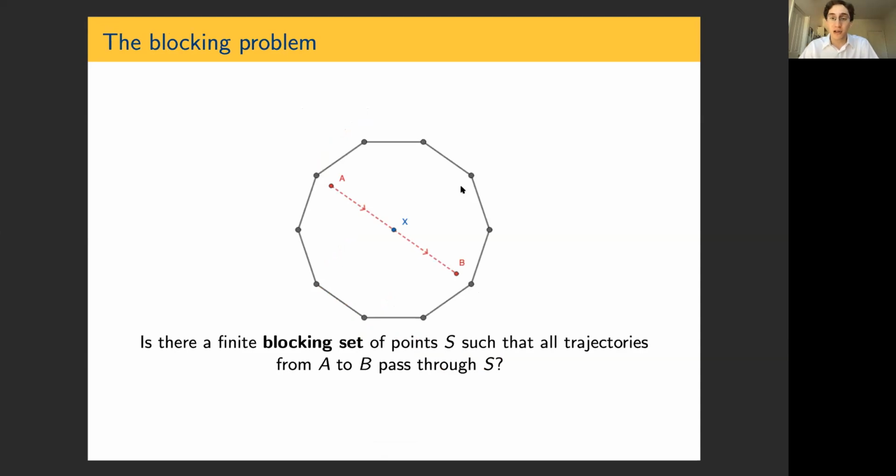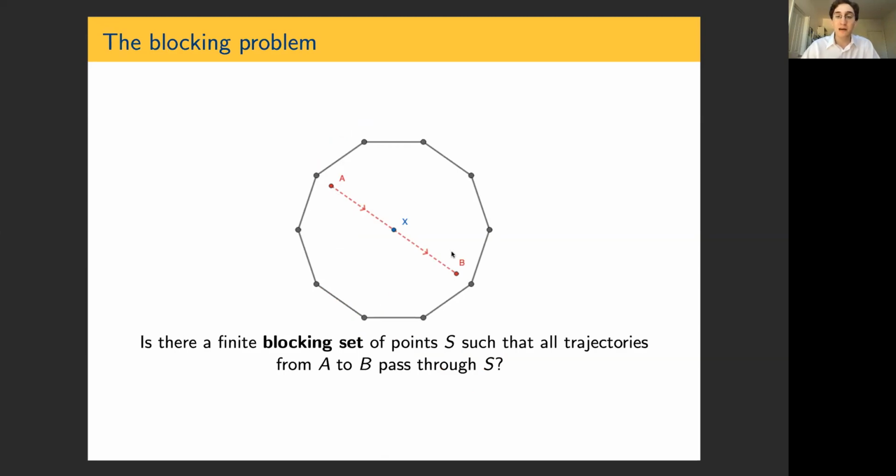Suppose we have a billiards table and two points A and B. The blocking problem asks, is there a finite set of points S, called the blocking set, such that all trajectories from A to B pass through S? That is to say, can we block the billiards ball from getting to B from A by placing obstacles at the points of S?